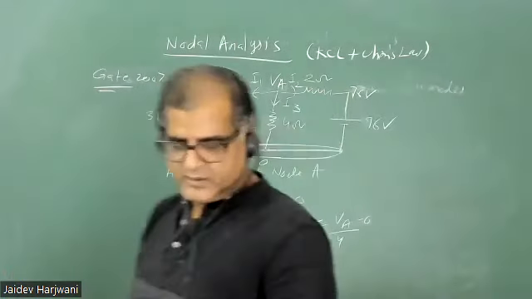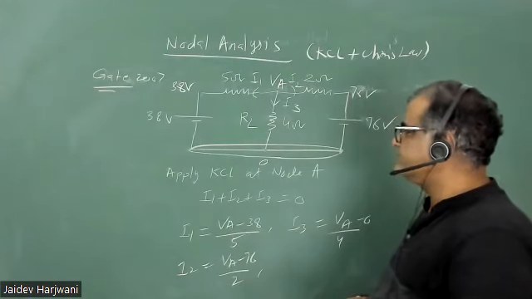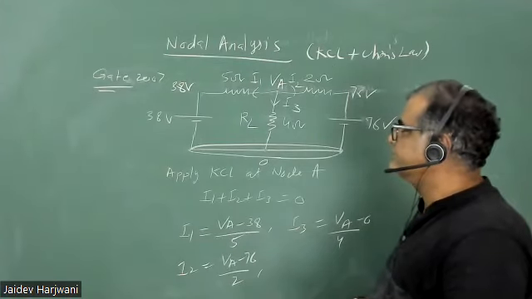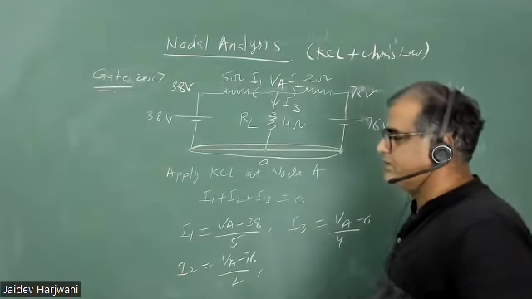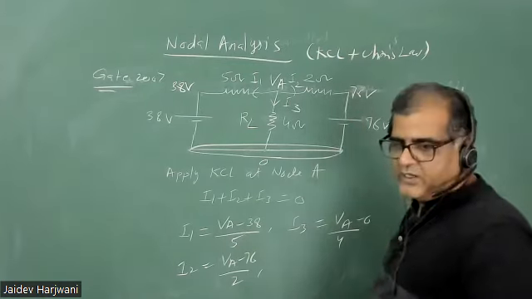Tell me, what is VA? 48 volt. I have a doubt, sir. Here we take I1 as an outgoing current. I1 is incoming current and I3 and I2 are outgoing current. All are outgoing current.